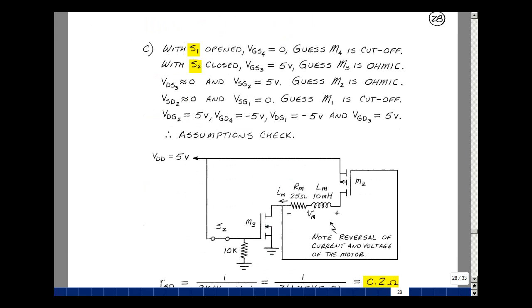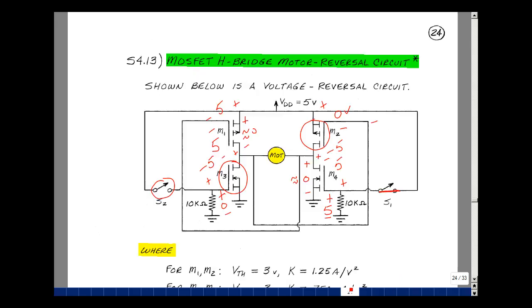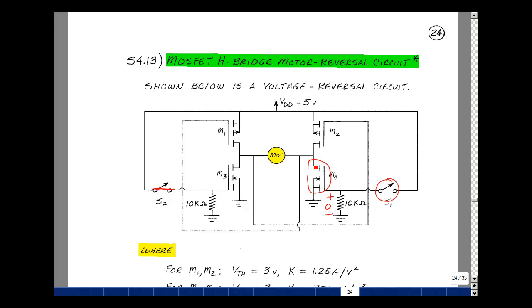We're going to start over again. This time we're going to open switch S1 and close switch S2. Let me do all of this on the drawing on page 24. Let me erase this so that we can start over. We're going to close this switch and open this switch. With this switch open, I've got no path for current to flow, and so the voltage across here is 0. That's going to put this transistor into cutoff.